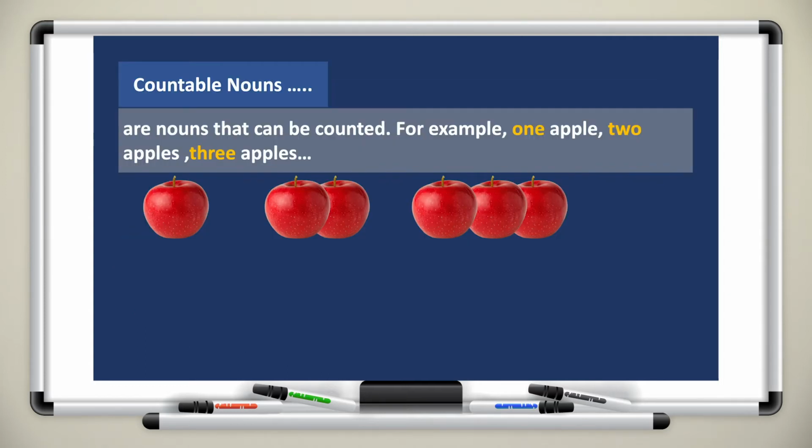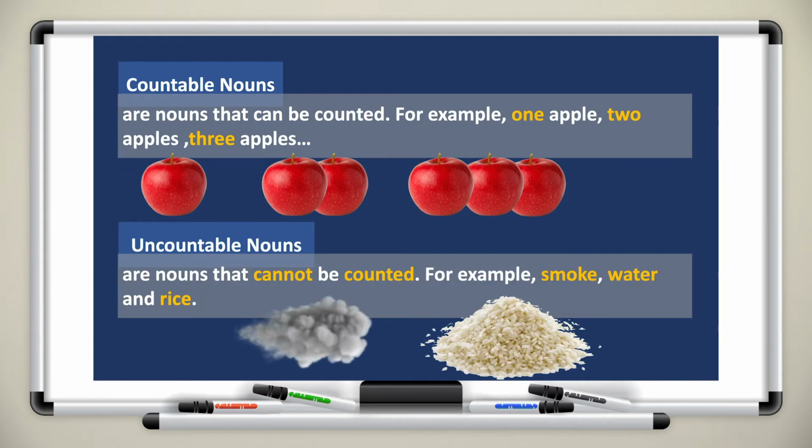The countable nouns are basically nouns that can be counted. For example, 1 apple, 2 apples, 3 apples. The uncountable nouns are nouns that cannot be counted. For example, smoke, water, and rice. These are the countable and the uncountable nouns.